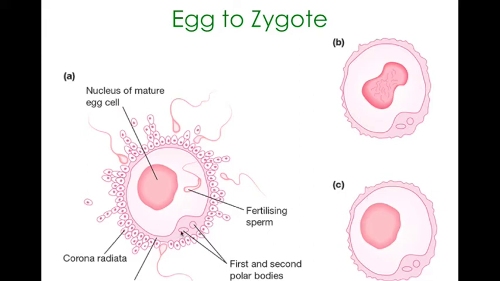Okay, just a side note there, that's your polar bodies that we were talking about during the meiosis phase. The first and second polar bodies are sitting there, but obviously they've lost the majority of their nutrients and organelles, etc.